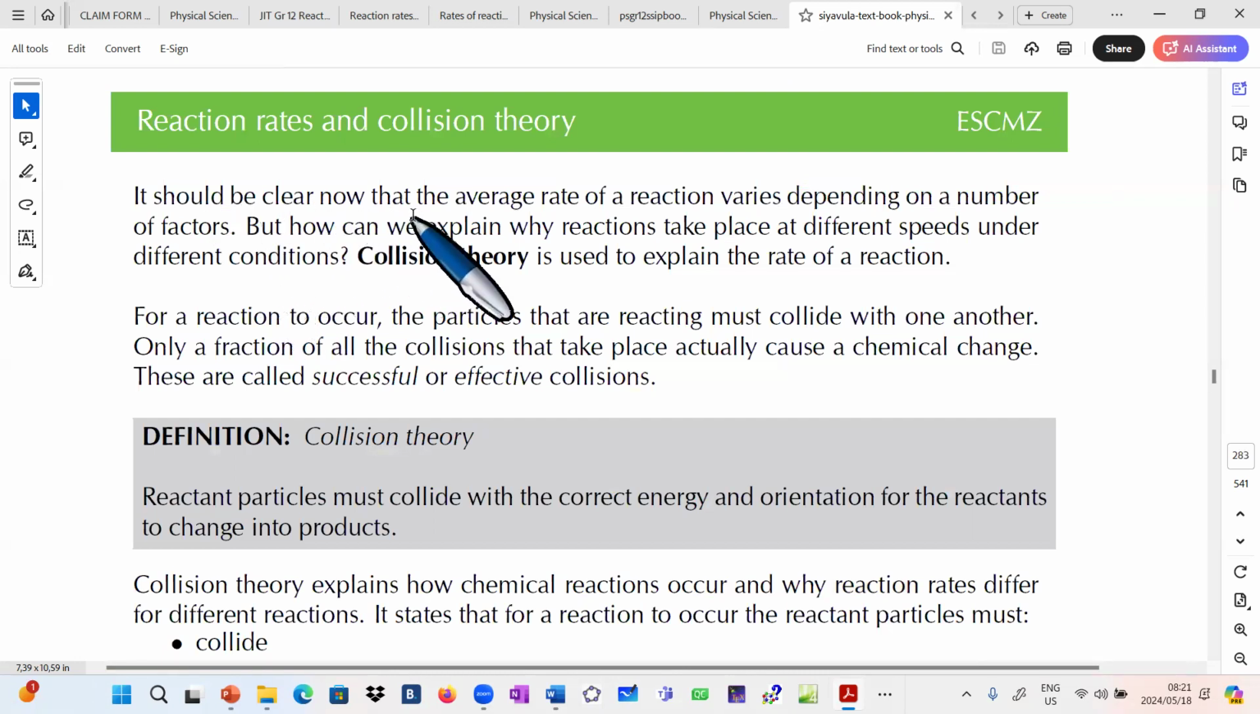It should be clear now that the average rate of a reaction varies depending on a number of factors. But how can we explain why reactions take place at different speeds under different conditions? These reactions occur at different speeds under different conditions, but why are the speeds different under those different conditions? We examine this very carefully.